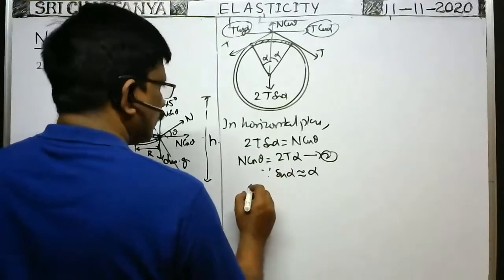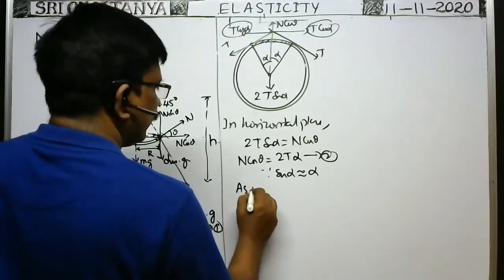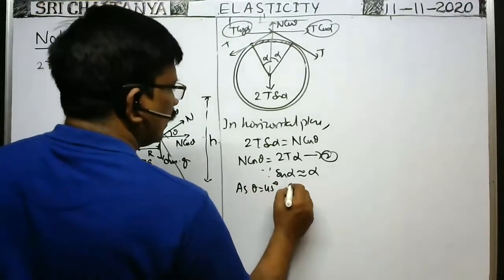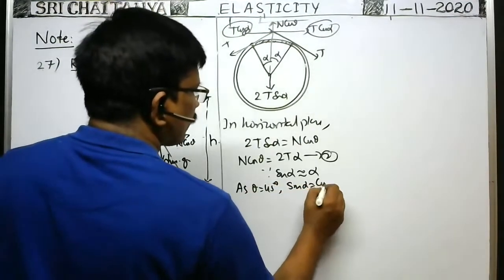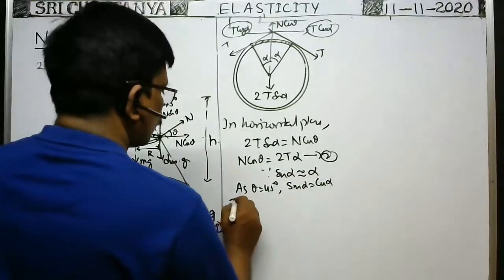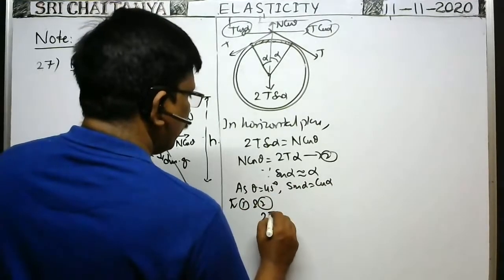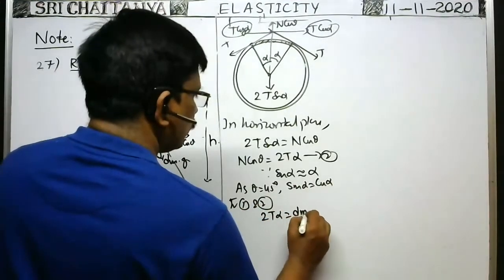As theta is equal to 45 degrees, sin theta is equal to cos theta. Hence, n sin theta and n cos theta both are equal. So from 1 and 2, we can write 2t alpha is equal to dm into z.